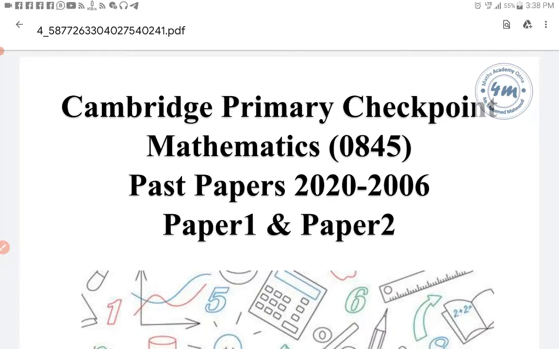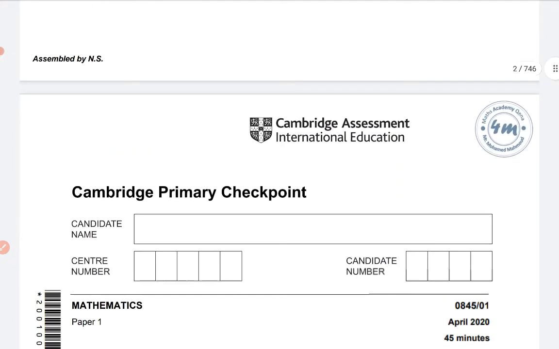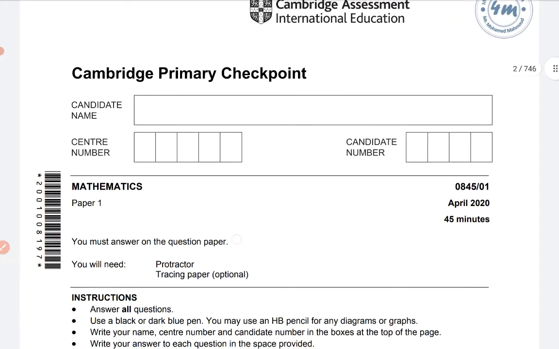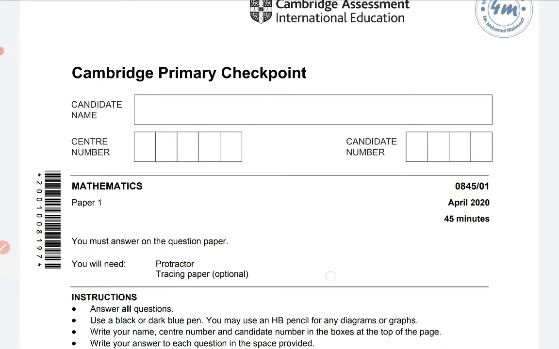We will start from 2006-2020 paper 1 and paper 2. Our test today is April 2020.